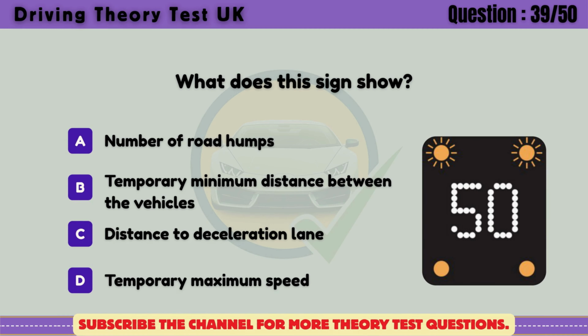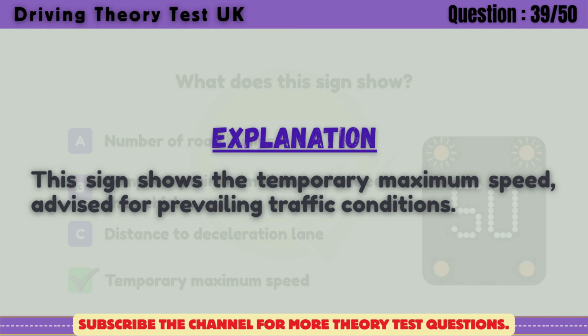Question 39. What does this sign show? Option A. Number of road humps. B. Temporary minimum distance between the vehicles. C. Distance to deceleration lane. D. Temporary maximum speed. Answer is D. Temporary maximum speed. This sign shows the temporary maximum speed, advised for prevailing traffic conditions.